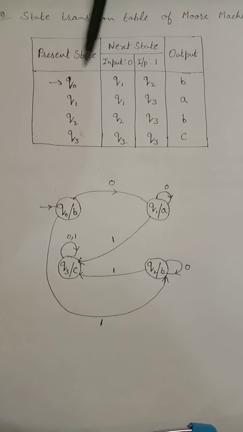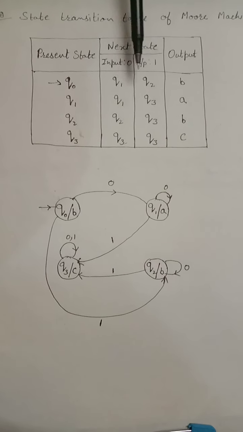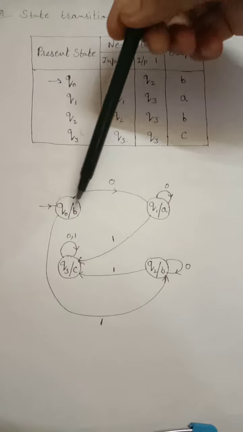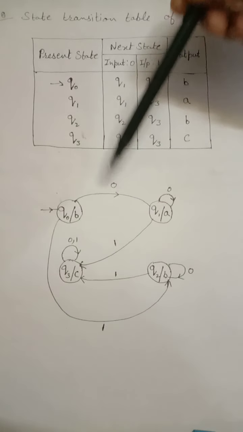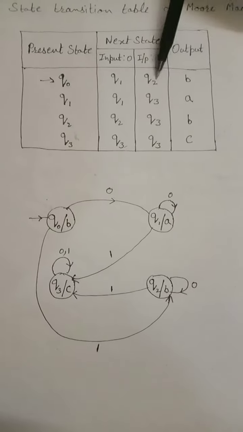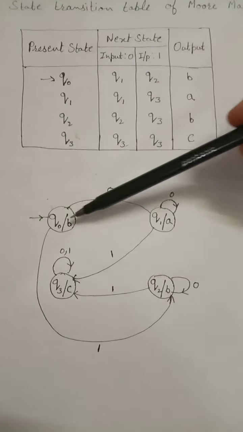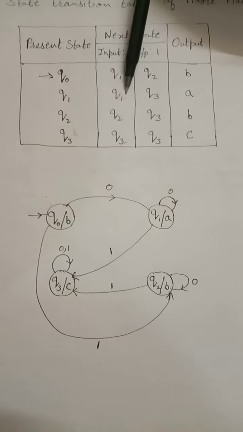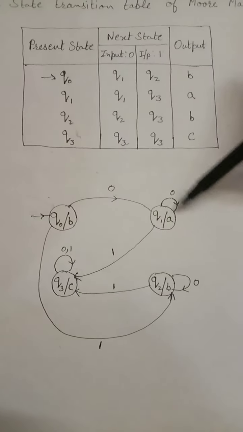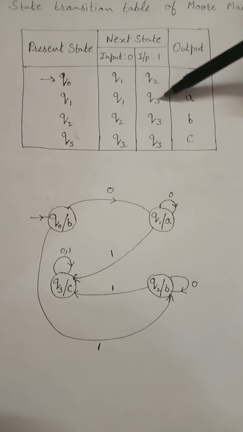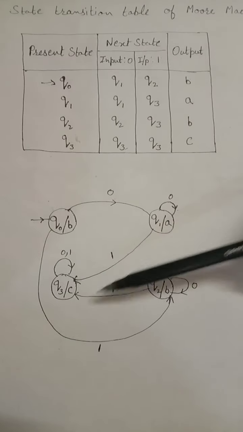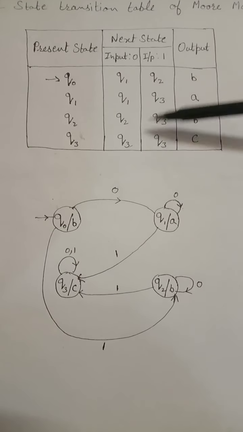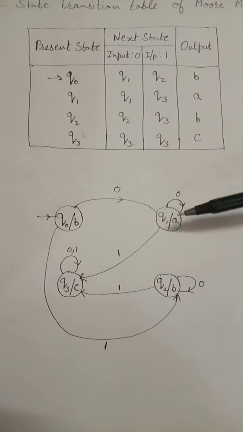Now the first row shows that with 0 input, Q0 moves to Q1. Q0 moves to Q2 with 1 input. Q1 to Q1 with 0 input. Q1 to Q3 with 1 input. Right? Similarly, you can draw the other transitions also.